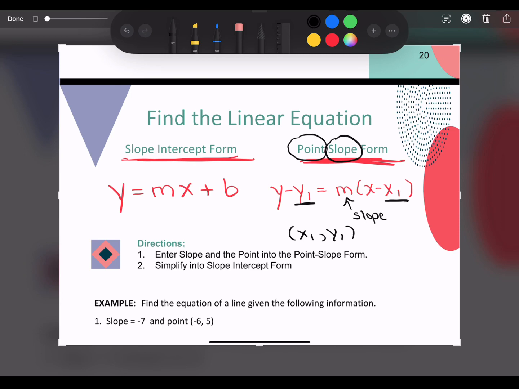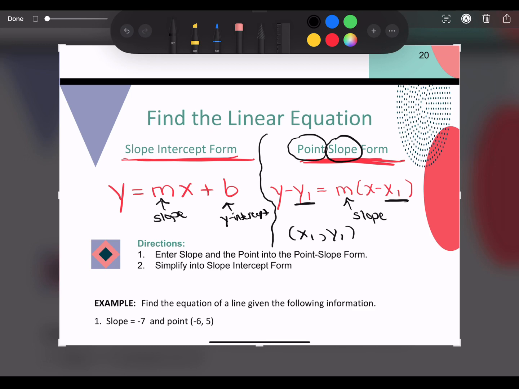So if I gave you any random point and I gave you a slope, you're able to plug it into this form and then tell me what the equation of the line will be. So notice the difference between these two.